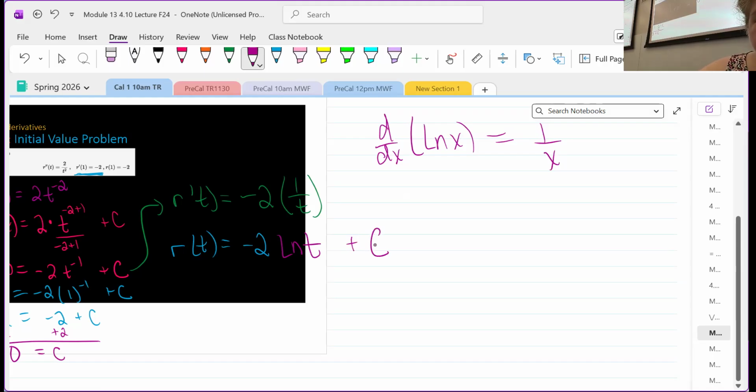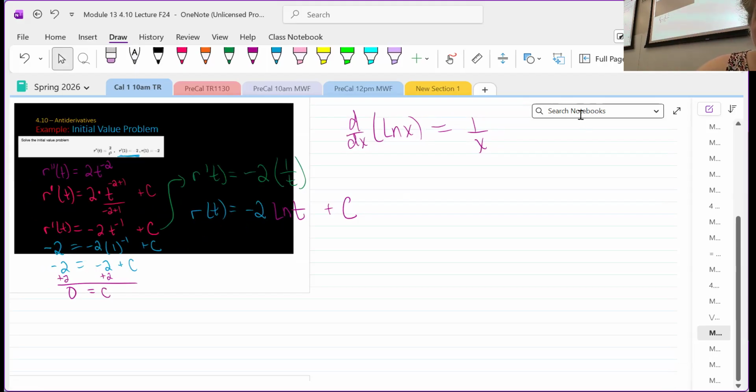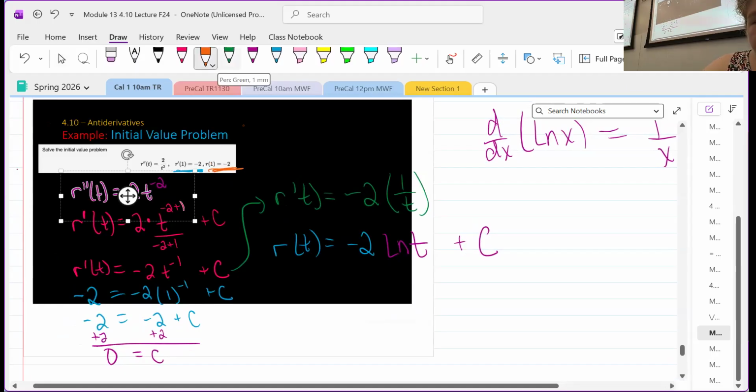Now, I did just write c twice. So if you want to call this d instead, or if you want to put subscripts on it so they're distinct, that's totally fine. And that's actually what you do in differential equations, just to differentiate between the two constants. But since our first one equaled 0, it's kind of like, whatever. So we've got that antiderivative all the way back to our original function. Now we just need to use our other initial value, that r of 1 equals -2.